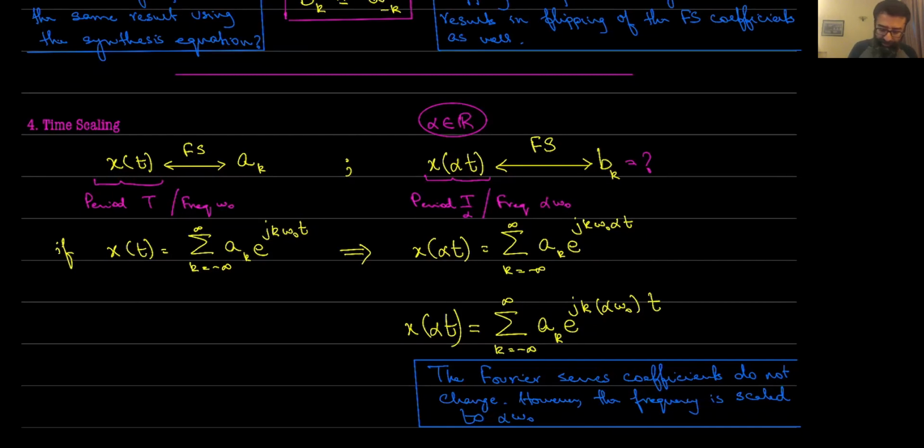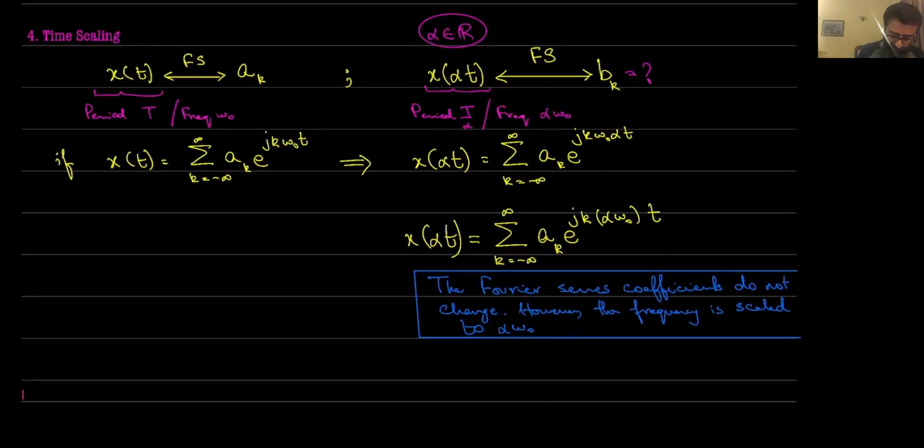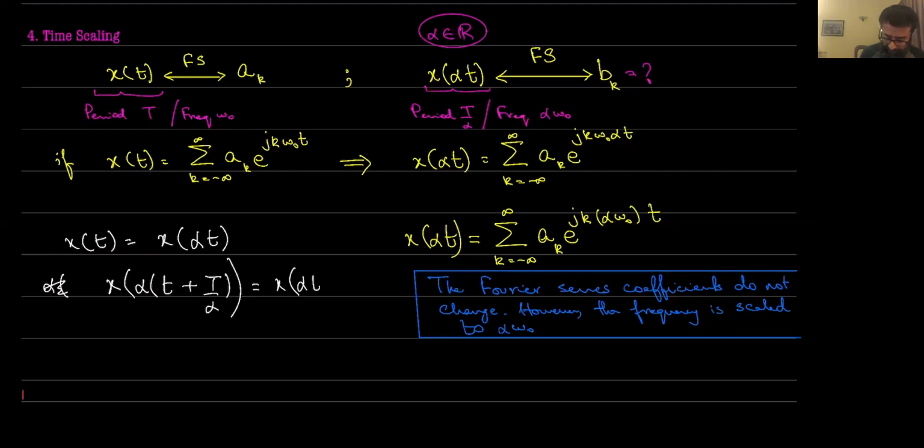Okay. So by the way, if x of t equals x of alpha t, then you can clearly see that x of alpha t plus T by alpha is also equal to x of alpha t plus T, which is equal to x of alpha t. Right? So there's another way to see this, that this must be the period of x of alpha t.